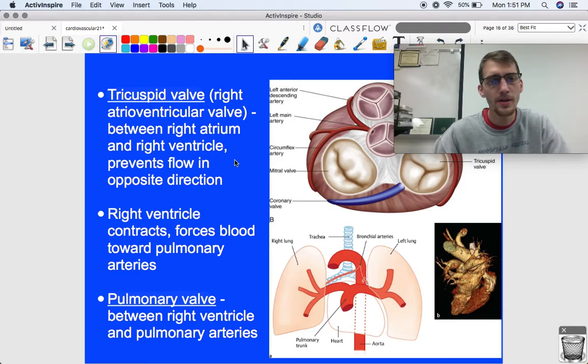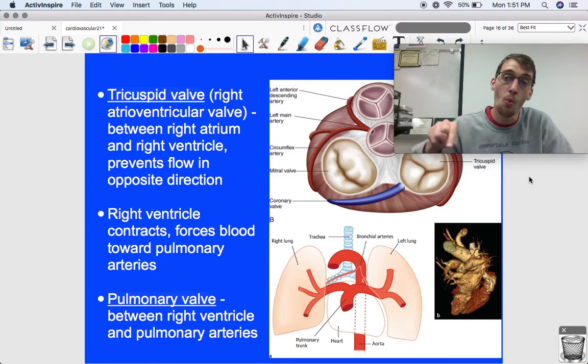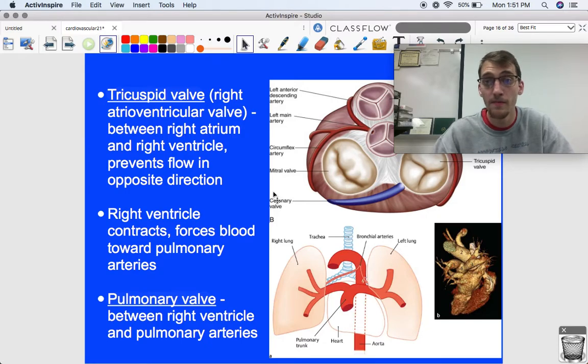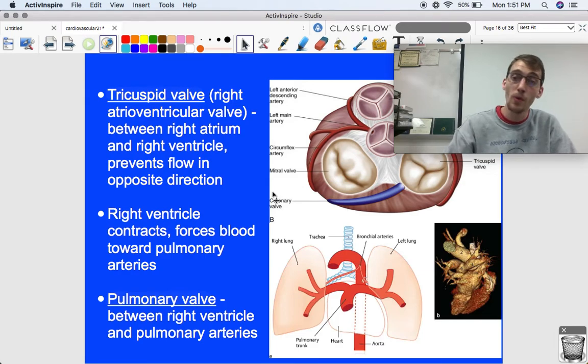Okay, so here are the valves that are involved in the right side of the heart. You have the tricuspid valve and the pulmonary valve. The tricuspid valve is between the right atrium and the right ventricle, and its job is to prevent blood flow in the opposite direction, like we were talking about before. It can't be splashing around going both ways. It needs to move one way, and the tricuspid valve is one of those that prevents that from happening, from it splashing around, right? Make sure it goes from right atrium to right ventricle and it doesn't go backwards.